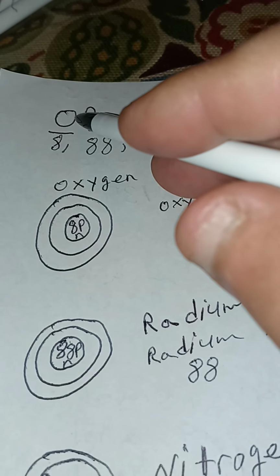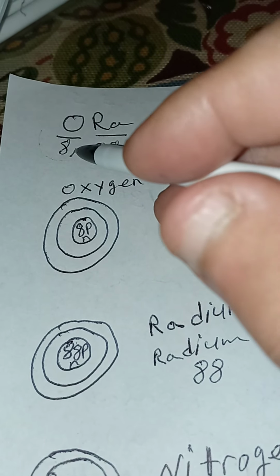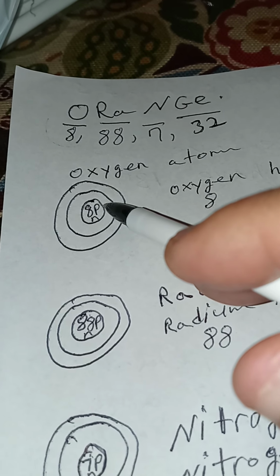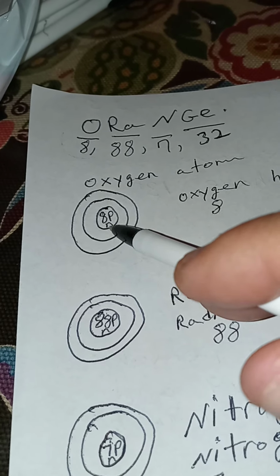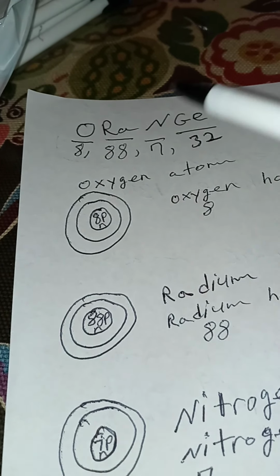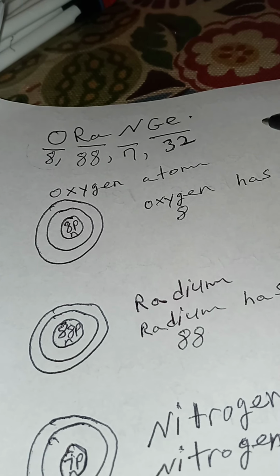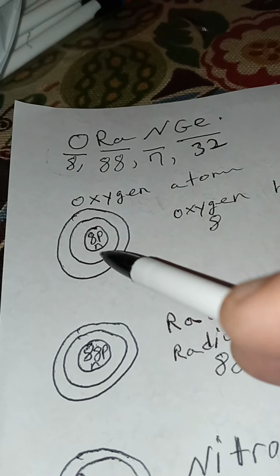Here's an atomic symbol for oxygen, with a capital O. It has an atomic number of 8. And as you can see right here, you have an 8, you have a P, right in the nucleus of the atom. And then you have the little N. So you have 8 P's, so the atomic number of oxygen is 8.